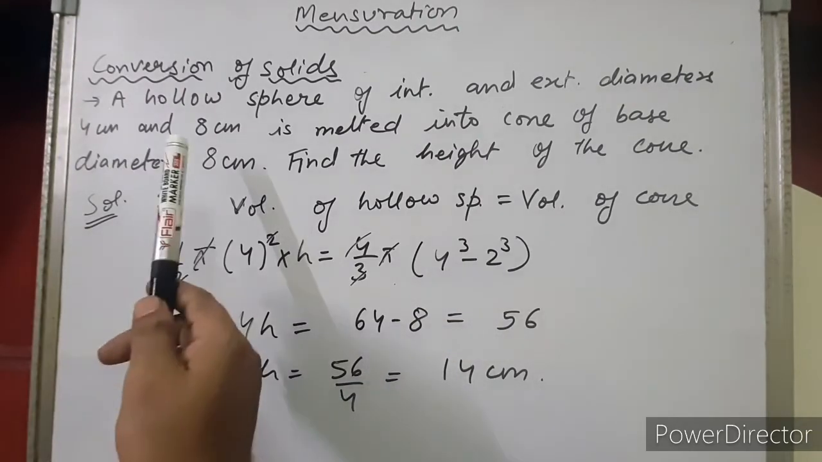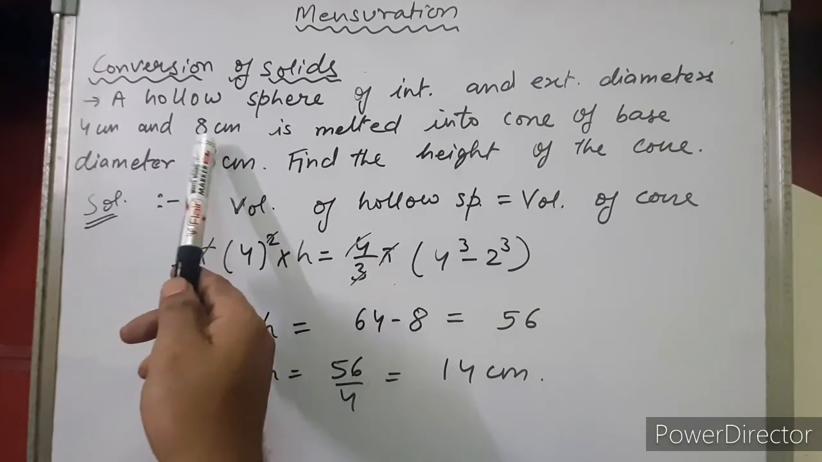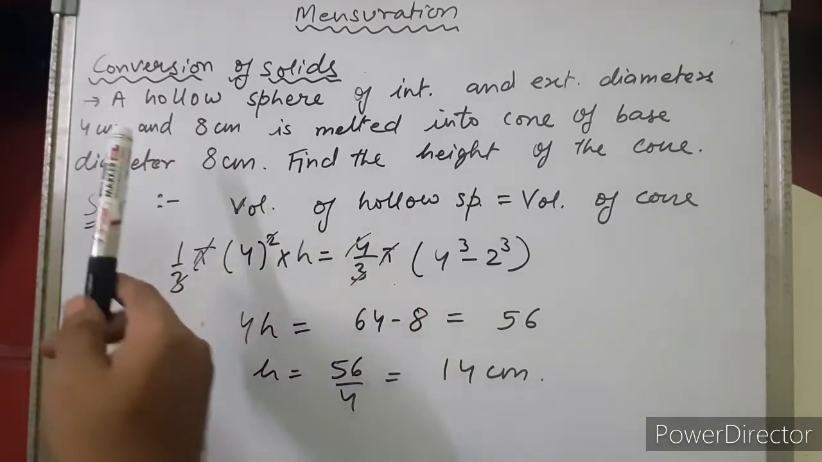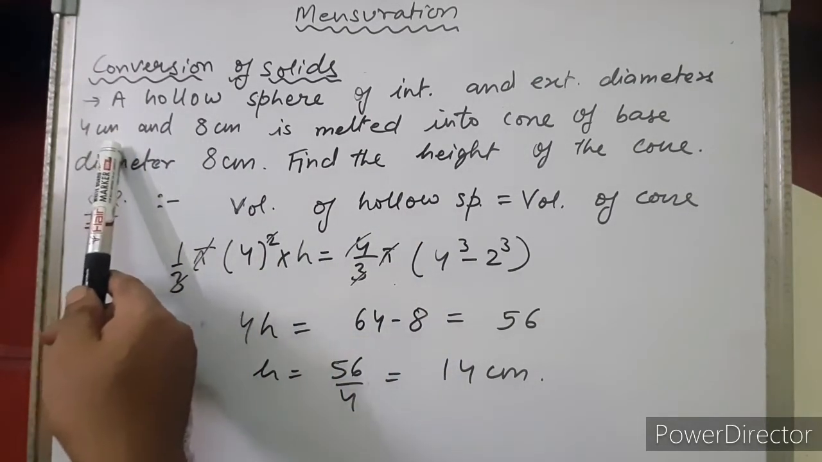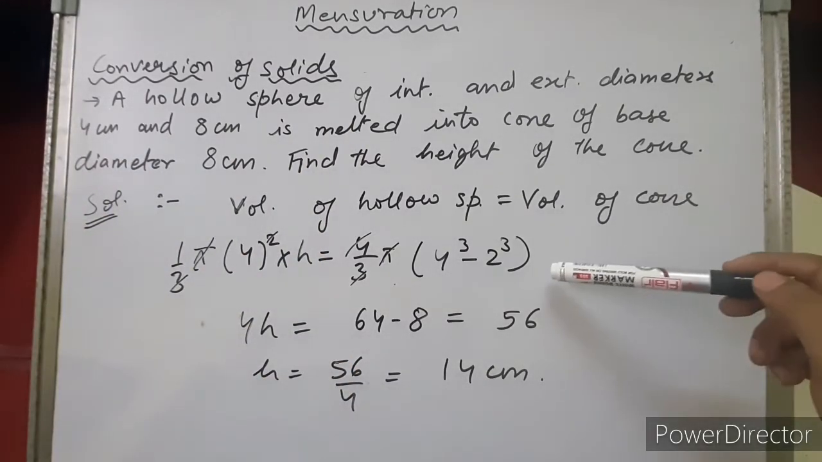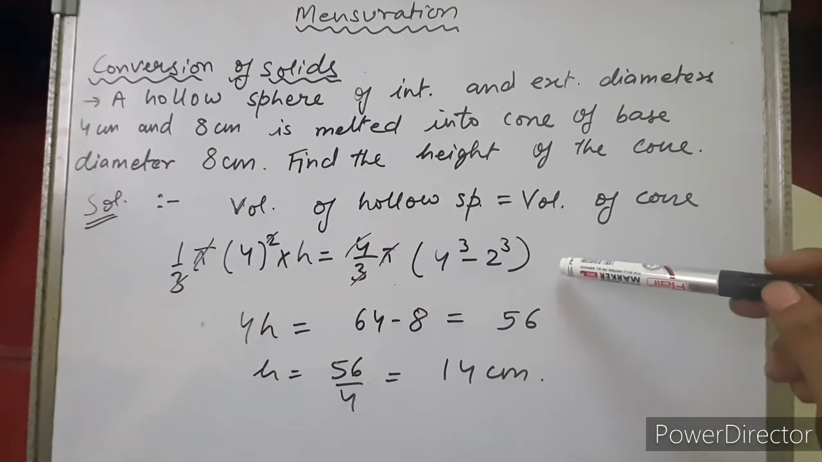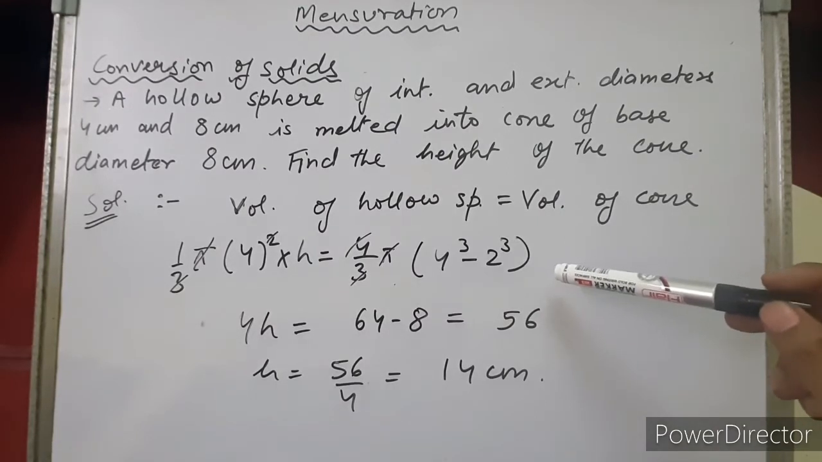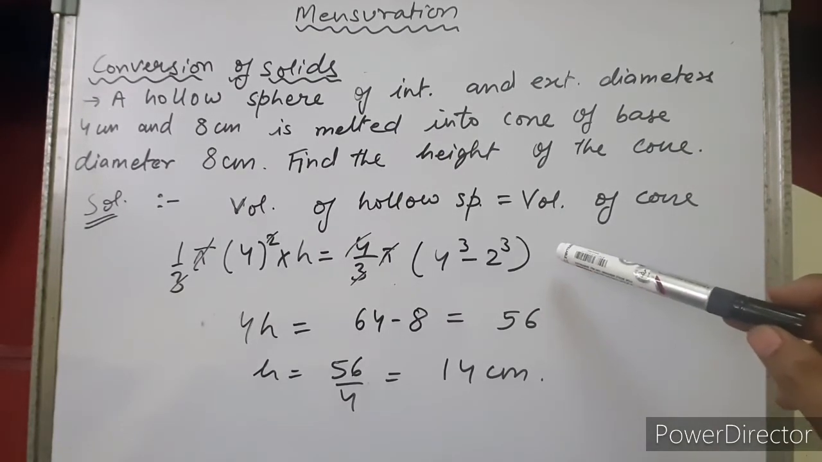The external diameter is 8, so the external radius will be 4. The internal diameter is 4, that means the internal radius will be 2. Alright. So if we put the values in the formula and equate them, we can solve for the height of the cone.